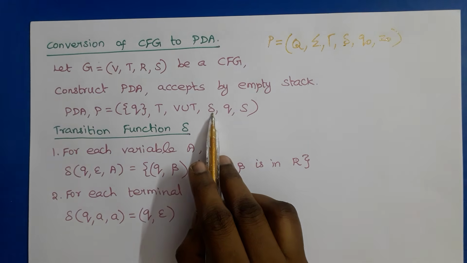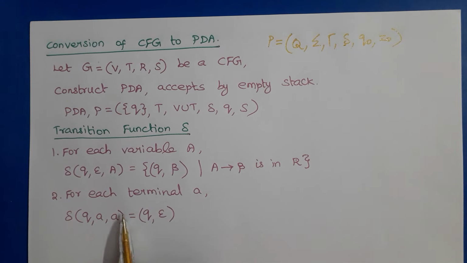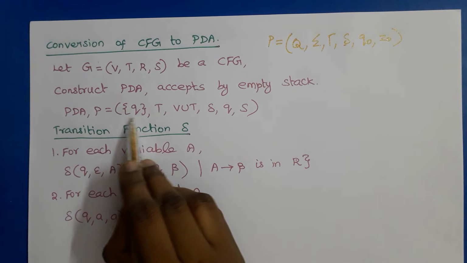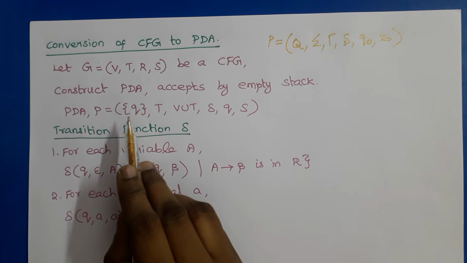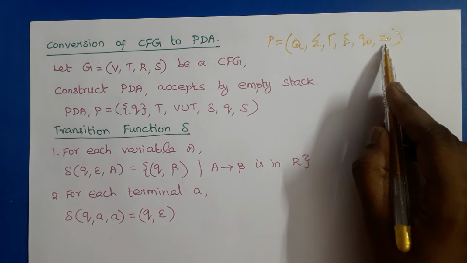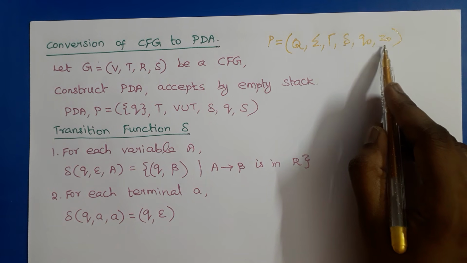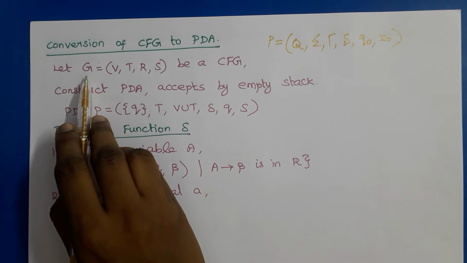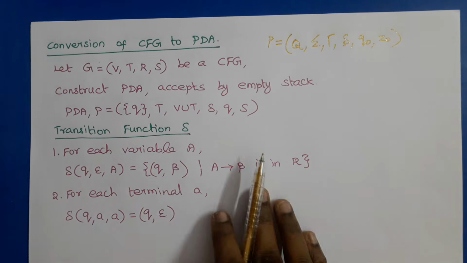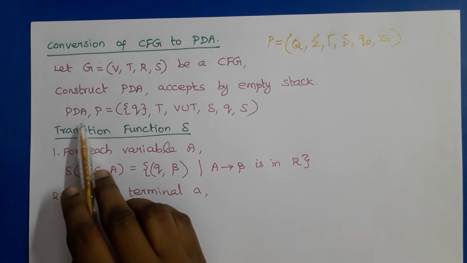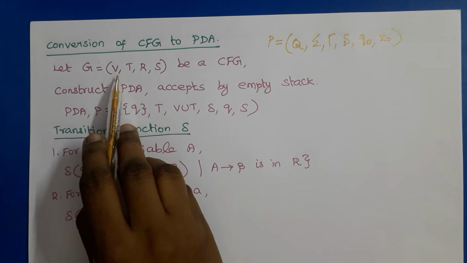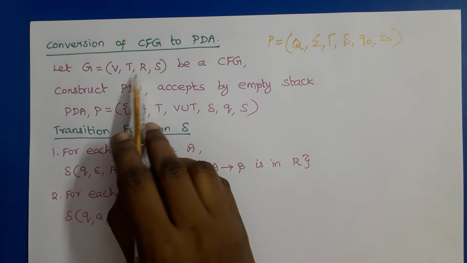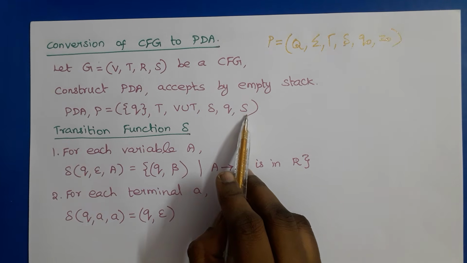Then delta is a transition function. For writing delta, we have two rules. Then q0 is the start state. Here the set of states is only Q, so Q is the start state. Then Z0 is the stack marker, the starting symbol of the stack. So the start symbol of the CFG is the starting symbol of the PDA. From CFG G, we can construct PDA P like this: set of states Q, input symbols T, stack symbols V union T, then delta is a transition function, then start state Q and starting symbol of the stack S.